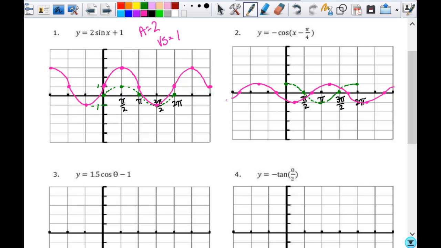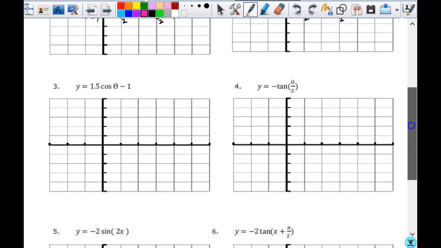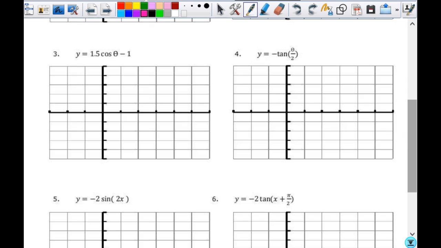What's your amplitude here? 1. Amplitude is still 1, right? But we do have a reflection in the x-axis. And then we had a phase shift of what? Positive pi fourths. Just moved it over. Everybody okay with that? All right. Good. I should be able to get through at least the next two.